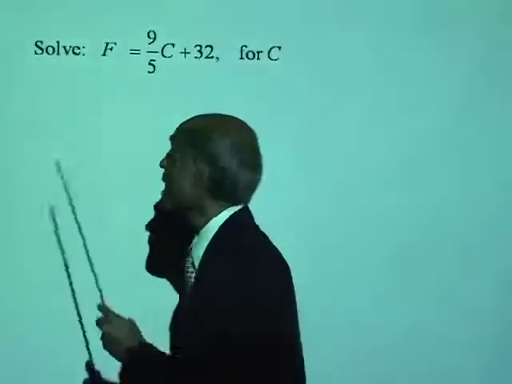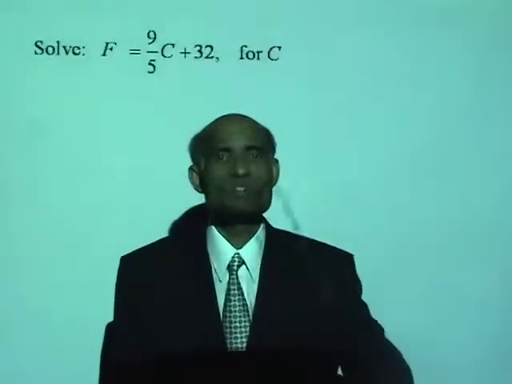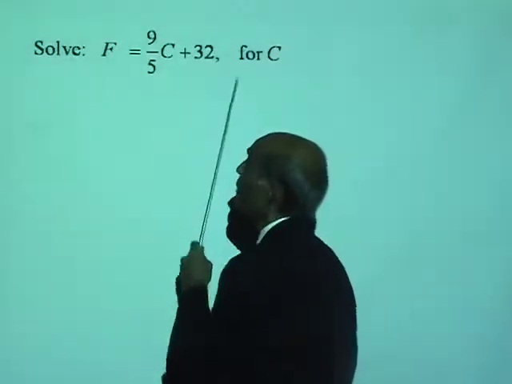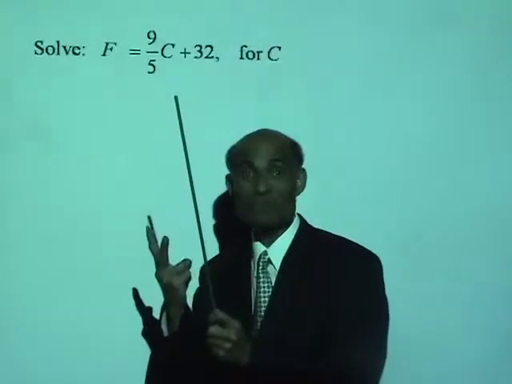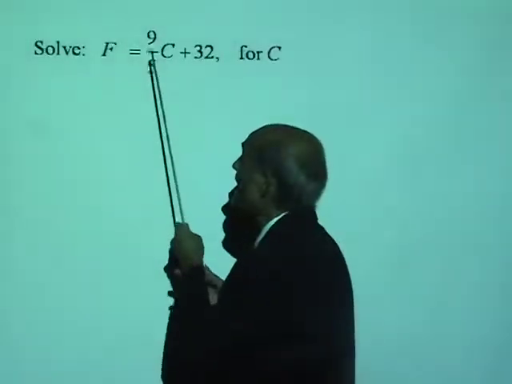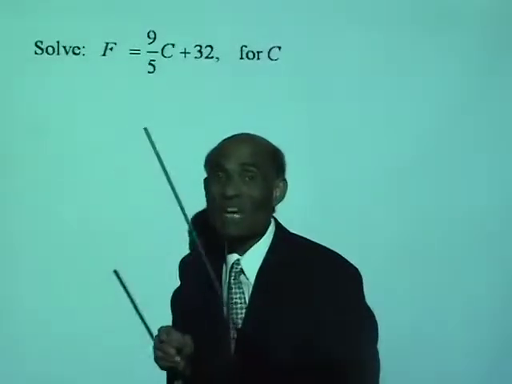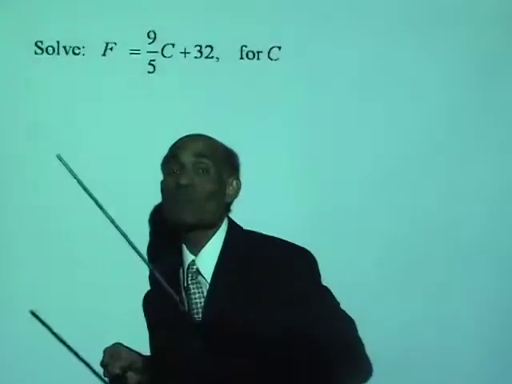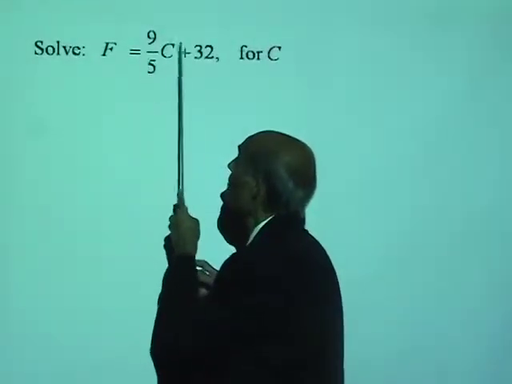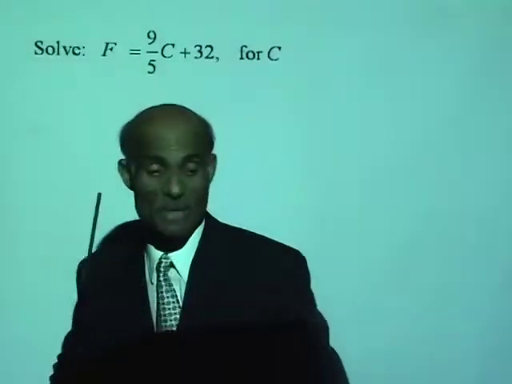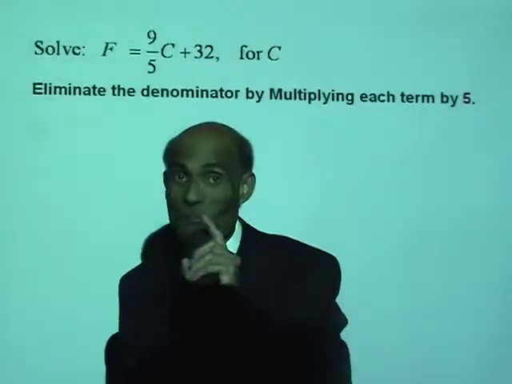But before that, tell me, how many terms are there on the right side? Let me see if you really have understood that. I've been asking you this for quite some time. How many terms are there on the right side? The right side says 9 over 5c plus 32. There are 2 terms. Okay, so in order to eliminate this denominator, you need to multiply by 5. But remember, when you multiply an equation, you need to multiply every term of the equation. So you need to multiply this term by 5, this term by 5, and this term by 5 to eliminate that denominator. So eliminate the denominator by multiplying each term by 5.